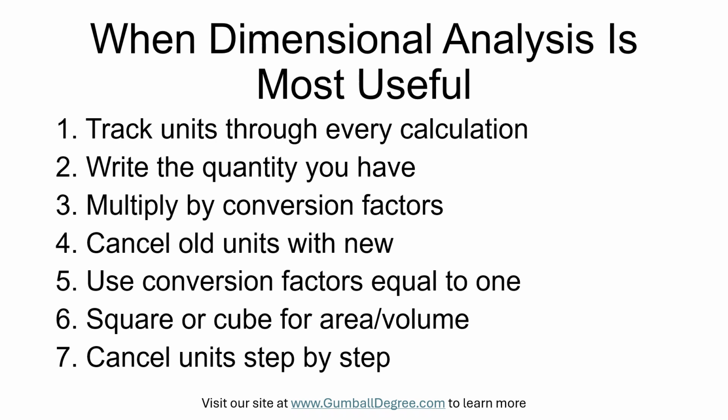You write down the quantity you have, then multiply by conversion factors that cancel the old units and introduce the new ones, keeping track of numerators and denominators so units cancel correctly. If you want to go from meters to centimeters, you multiply by a conversion factor that equals 1 because the two numbers represent the same length, just in different units.